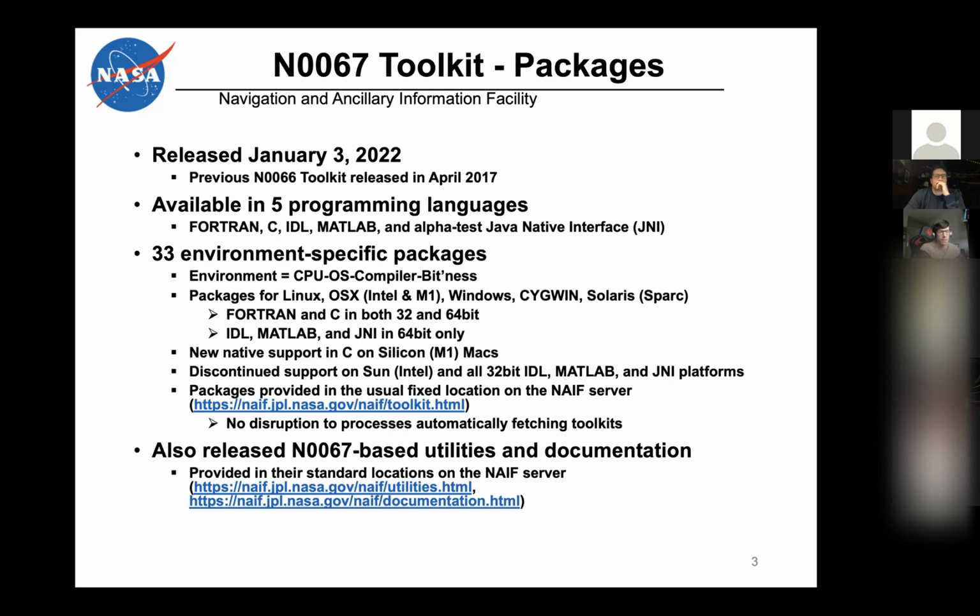There are 33 environment-specific packages. We call an environment a combination of a CPU, an operating system, and the compiler bitness. There are packages for Linux, OS X, Windows, Cygwin, and Solaris. For Fortran and C, it's available in both 32 and 64 bits. The 32-bit version is not available for OS X and for Cygwin. For IDL, MATLAB, and JNI, it's available in 64-bit only.